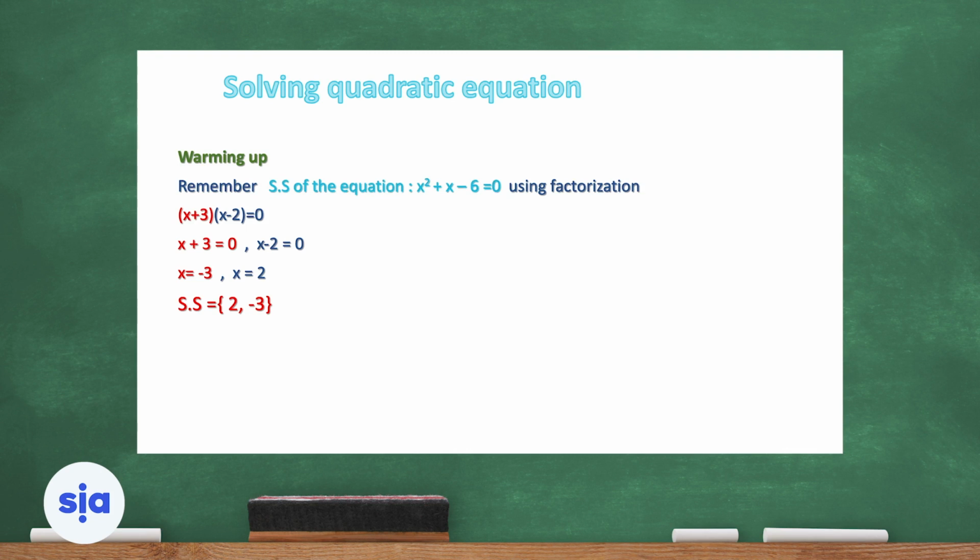We take each bracket, we make it equal to 0, then x plus 3 equals 0, x minus 2 equals 0, then x has two values, either negative 3 or 2. So the solution set for this equation is 2 and negative 3.